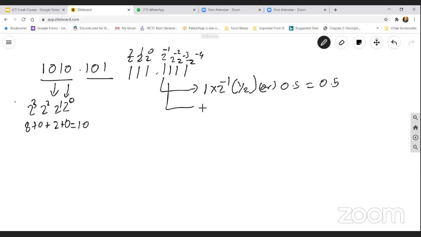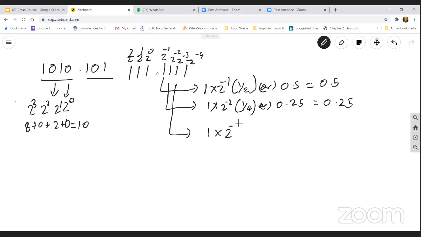Again, 1 into 2 power minus 2 is 1 by 4, or 0.25. Then 1 into 2 power minus 3.